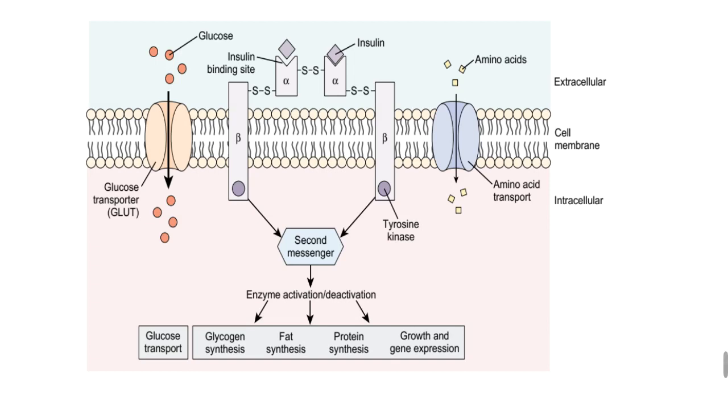Here is another figure which demonstrates how insulin will act on its receptor. As you see, this is an important figure. The alpha subunits are present outside the cell membrane. This is the molecule of insulin, which connects to the alpha subunit. When insulin connects to its receptor site, there will be activation of the beta subunit, which contains the kinase enzyme. When the beta subunits are activated, there will be activation of the kinase enzyme, and then activation of other enzymes inside the cell.